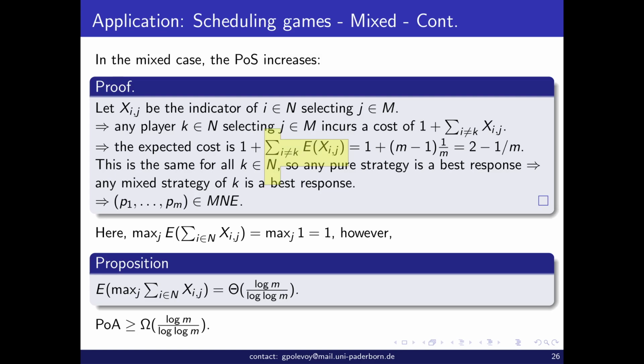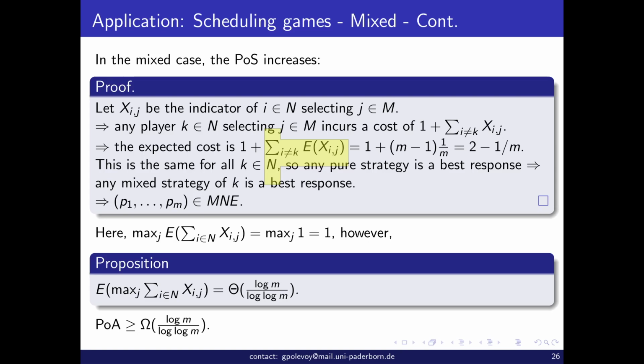And that means that each of the expectations is the probability that player i chooses machine j, and in the uniform case it's 1 over m, and we sum over m minus 1 such players. So it's 1 plus (m minus 1) times 1 over m, and that's equal to 2 minus 1 over m. And that is the same for any player k in N.